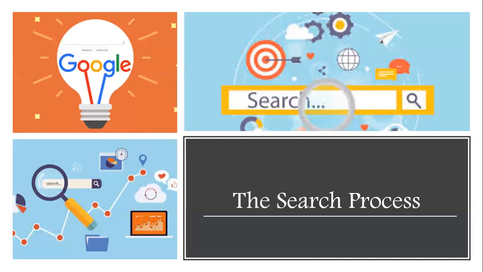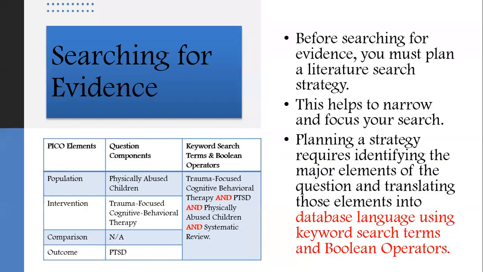Now let's talk a little bit about the search process. So before searching for evidence, you must plan a literature search strategy. This helps to narrow the focus of your search. Planning a strategy requires identifying the major elements of the question and translating those elements into database language using keyword search terms and Boolean operators.